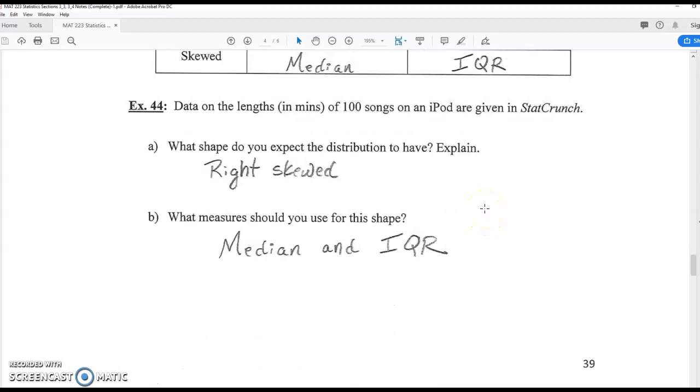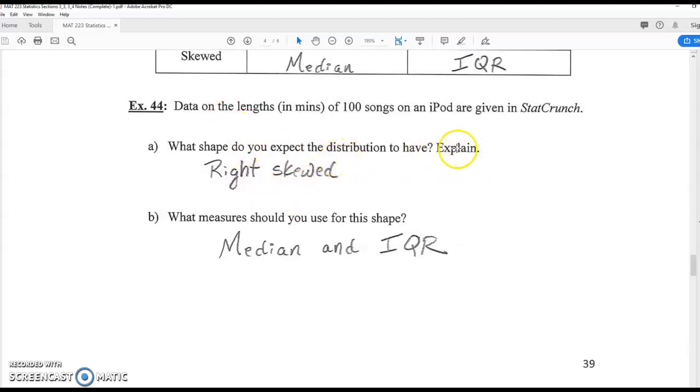As a kind of a thought experiment here, in example 44, let's say we had data on the lengths in minutes of 100 songs on an iPod. Okay, actually this was in StatCrunch. I just thought it was a cool data set. So what shape do you expect the distribution to have? Well, I would hope everybody would think right skewed, right?